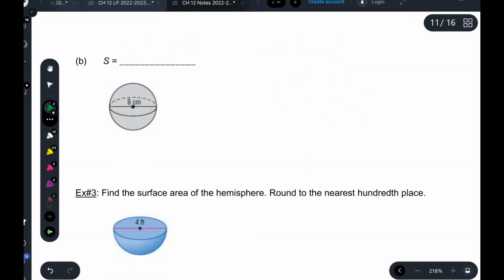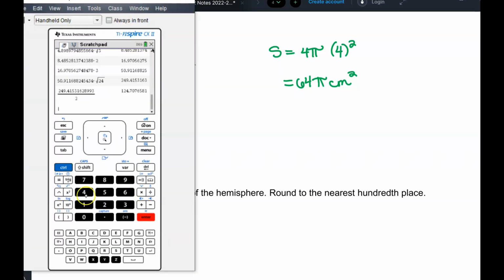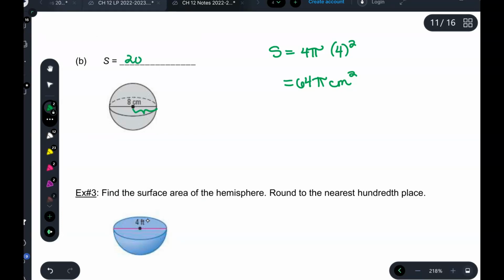Okay, next one. 4 pi times 16, because it's 4 squared. So 64 pi. That's 201.06. Okay, good.